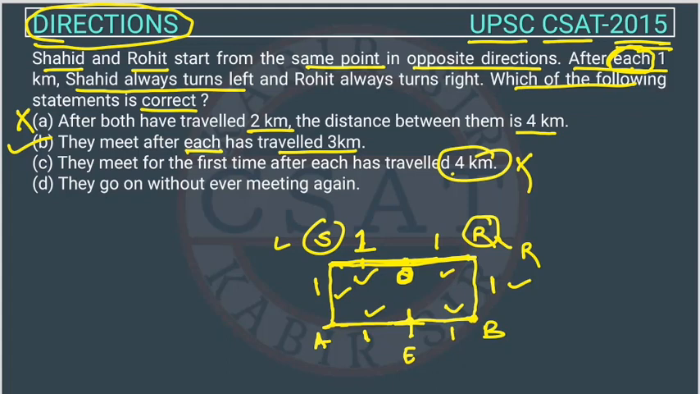They go on without ever meeting again. This is also wrong, right? Because they are meeting after 3 kilometers. So the answer is option B. The question is very easy, but it's kind of a puzzle, so we have to read the question very carefully, and then we will get the answer.